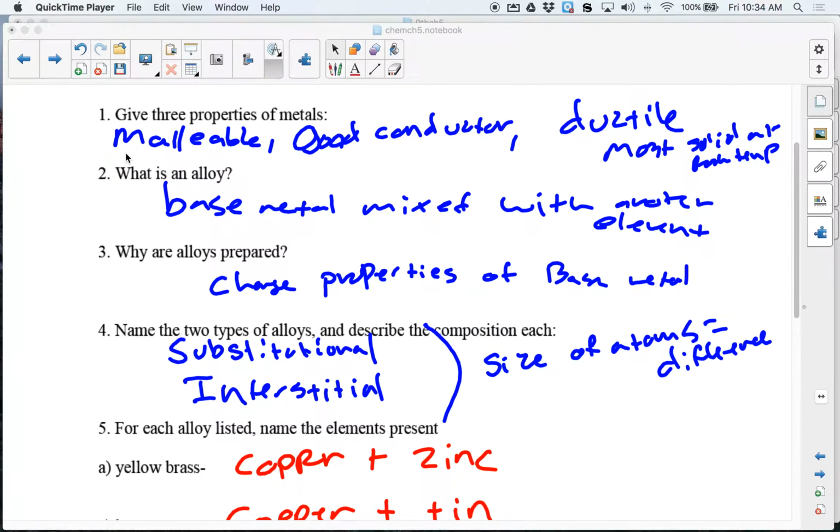Okay, so number 1 says to give 3 properties of metals. They're malleable, they're good conductors, they're ductile, most are solid at room temperature. Any 3 of those things.